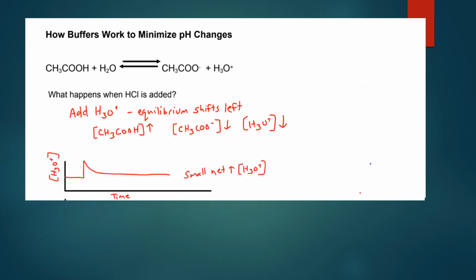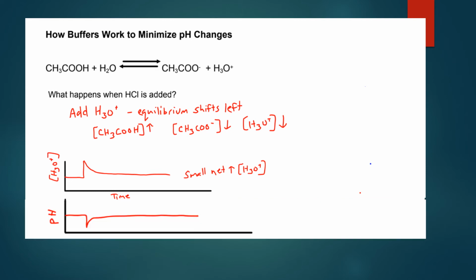So if I take a look at the concentration of H3O+ over time, you can see that the H3O+ is kind of stable at the beginning. It peaks there when I'm adding the hydrochloric acid because it takes some time for that reaction to occur. But then we're going down, down, down until we have just this really small net increase in the concentration of hydronium, and it's because of that equilibrium.